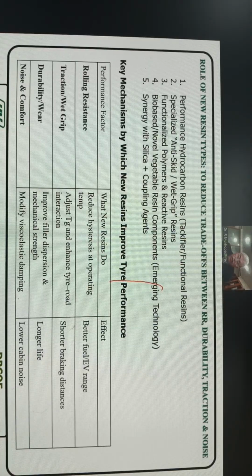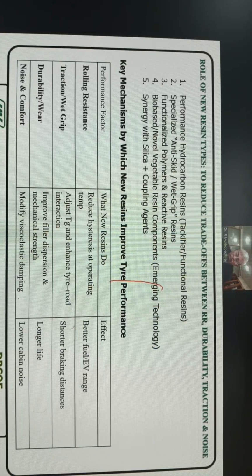Now, why I'm telling you resin chemistry is very important is to meet the contact requirement, especially rolling resistance, durability, traction, and noise. Now, for the rolling resistance, actually, the new resin reduces the hysteresis part, especially for better fuel efficiency for the EV ranges. That means such special resins, the performance hydrocarbon resins, or especially anti-skid wet grip resins, or the functionalized polymer or reactive resin, the bio-based novel vegetable resins, also have synergy with the silica or the coupling agent.